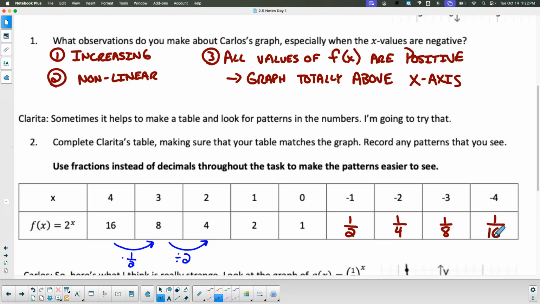So let's go back to that number 3 one that we just talked about. All values of f of x are positive. The graph is totally above the x-axis. Why would Clarita's never have 0 or a negative number then? Because what? Honestly, I couldn't hear you. It says they go 1. That was the 1 fraction. I don't know, explain this number.